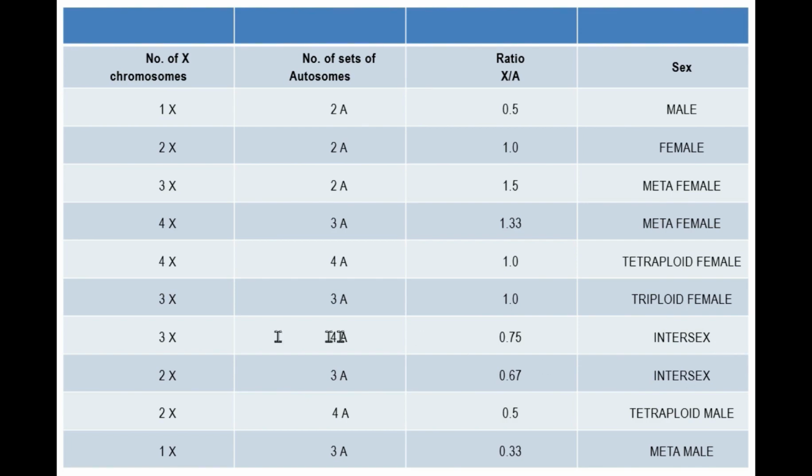Then there could be one more possibility where the zygote contains 2X chromosomes and 3 sets of autosomes, so 2 by 3, that value becomes 0.67. Once again, it is above 0.5, above maleness, and below 1.0, below femaleness. So once again, it becomes intersex. So here is the formation of either normal male or normal female, or in between these two as intersexes. I think you people must have understood it.